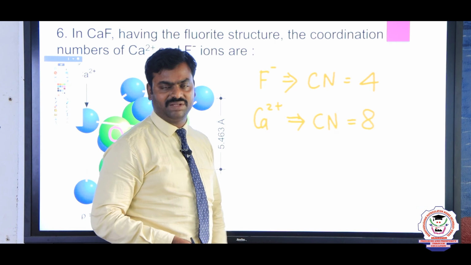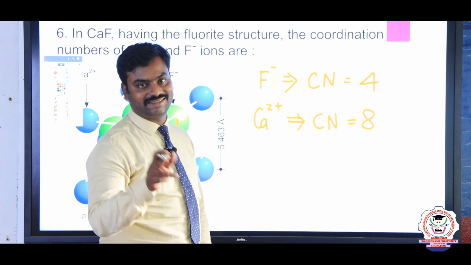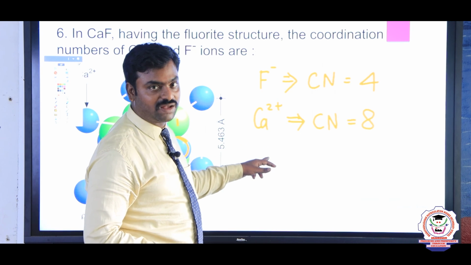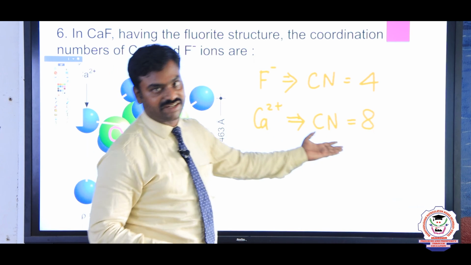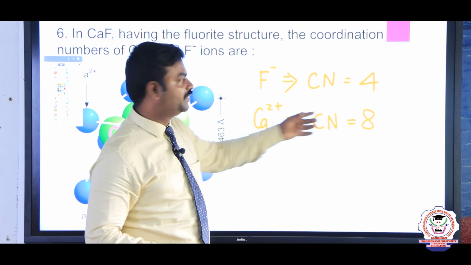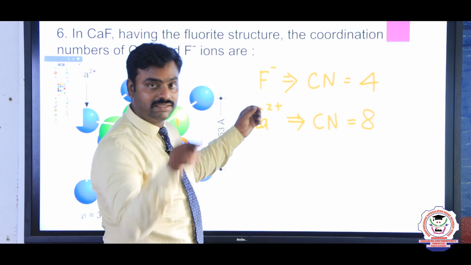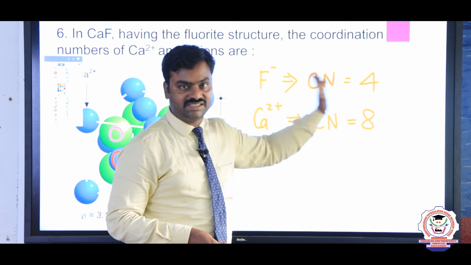Or else simply we can say most of the time in FCC the coordination number is 8, because calcium 2 plus ions are occupying the FCC unit cell. So FCC coordination number is 8. For the tetrahedral void, the coordination number is 4, because fluoride ions are occupying the center of the tetrahedral void. So the coordination number is 4.